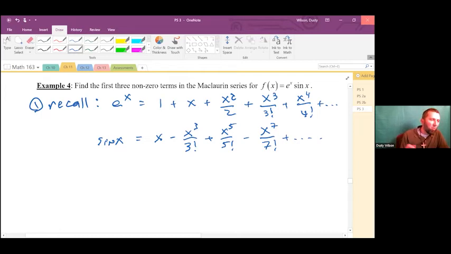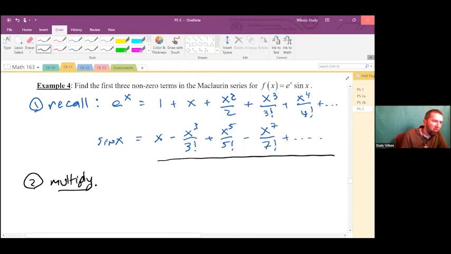And then we can multiply. And so to multiply, think about taking these two things and multiplying longhand. So we're going to find e to the x sine x. And we're not going to find the whole thing. We're just looking for the first 3 non-zero terms.